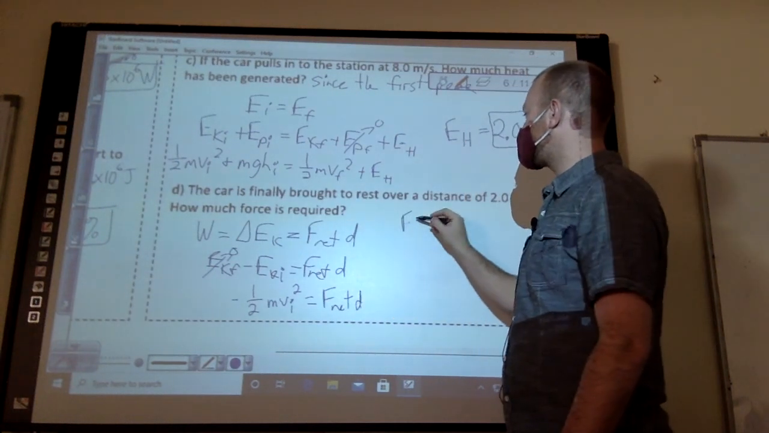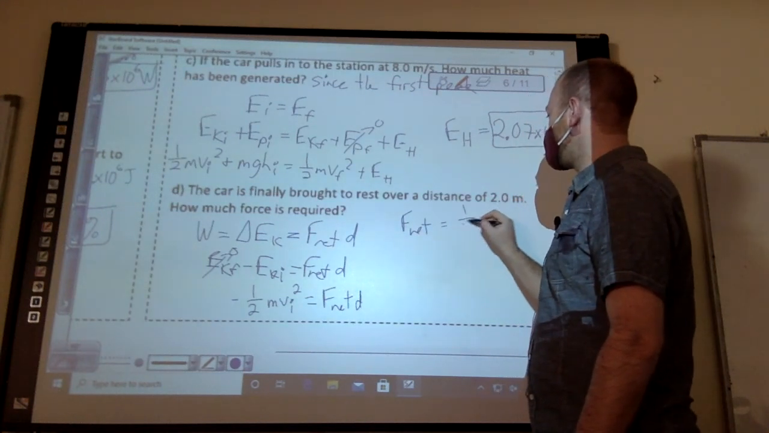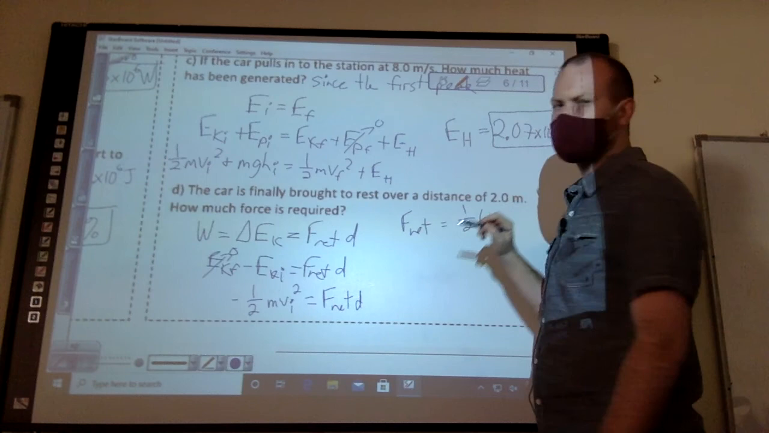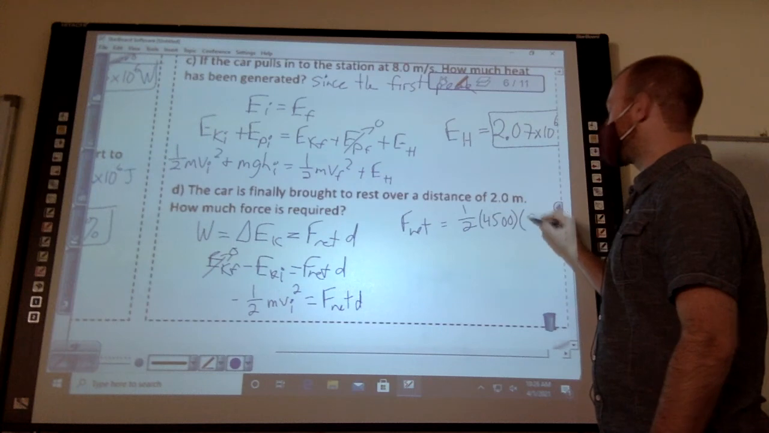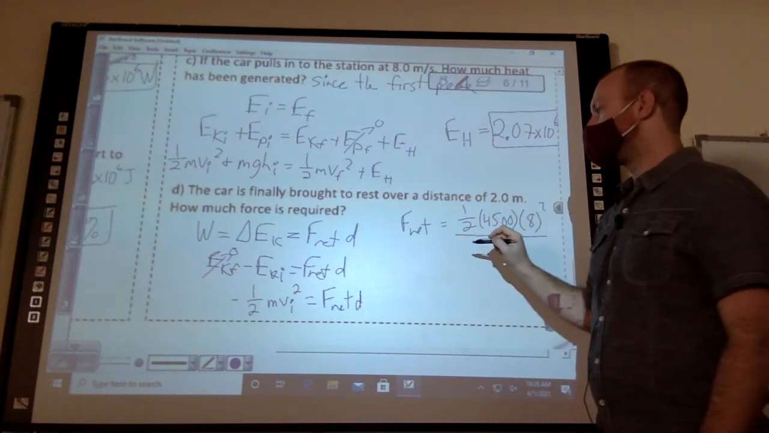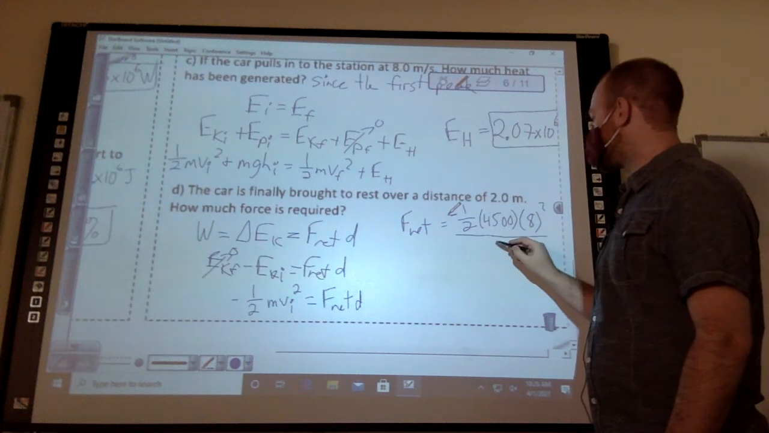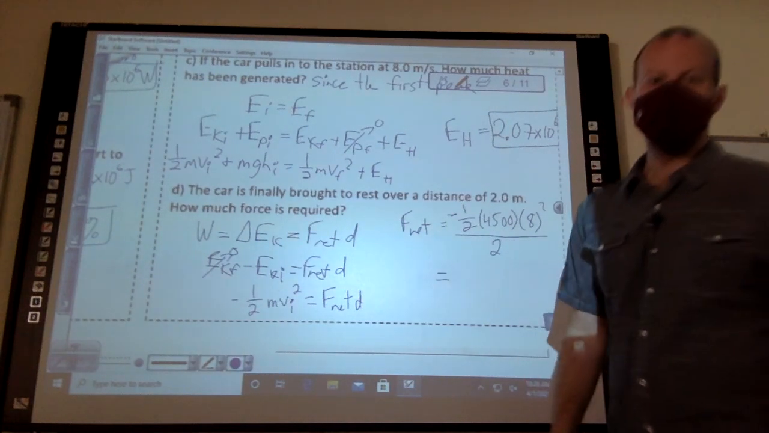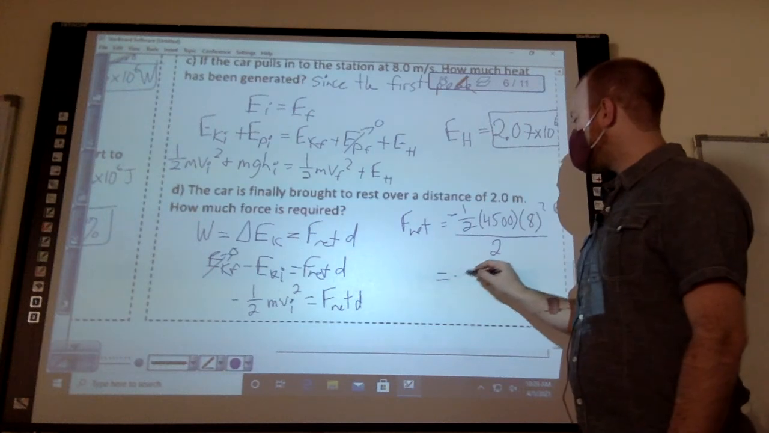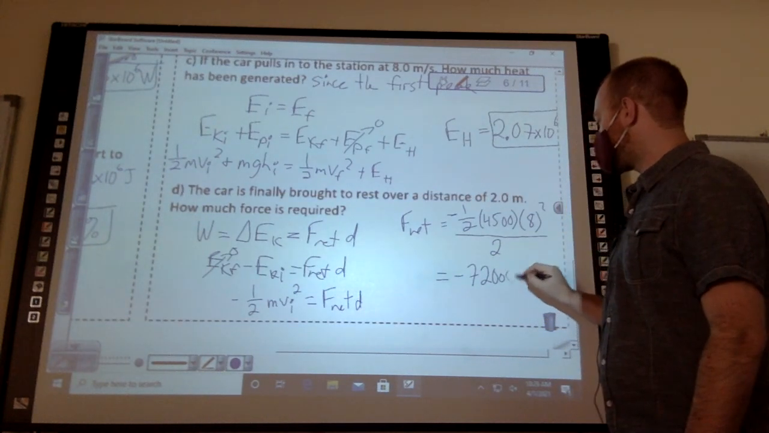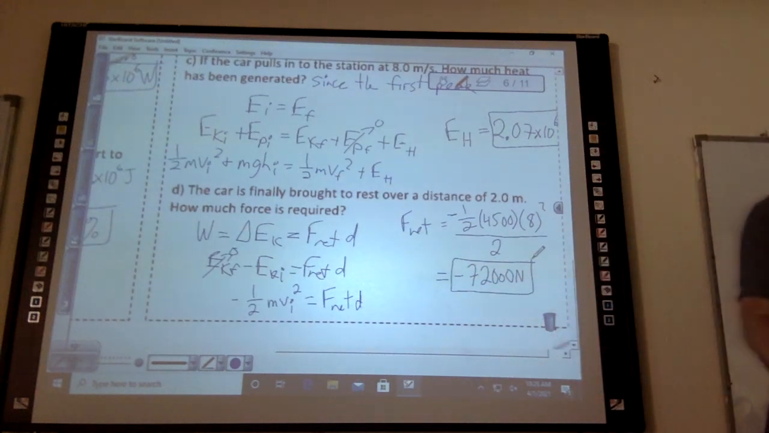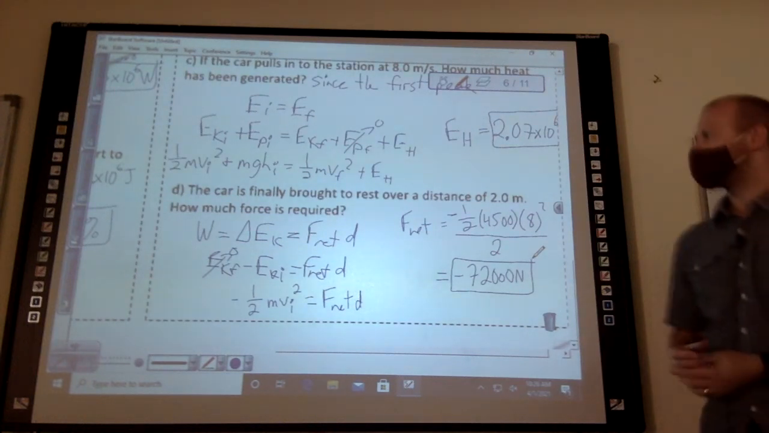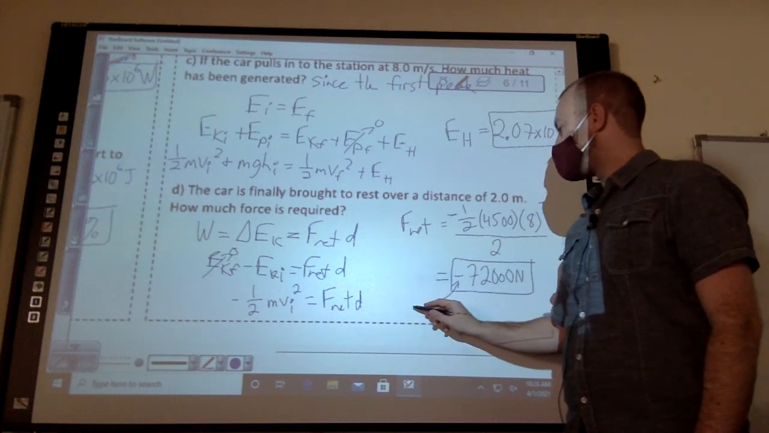So therefore, F net is equal to negative a half times the mass, which was 4,500, times the speed, which is 8 squared, over 2. Oh, I forgot the negative sign. So F net is negative 72,000. What does the negative tell you in this question? Opposite direction, deceleration, yeah, good. So opposite direction.